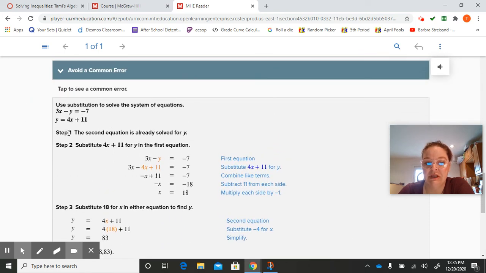A common error that you will see: students will take their first equation, they'll substitute in their second equation, which is all great, and then they will just combine the like terms instead of distributing first. Remember that this entire thing, the 4x minus 11, that entire thing is your y. Not just the 4x, not just the 11. The entire thing is your y. So you have to distribute first before you can combine your like terms.